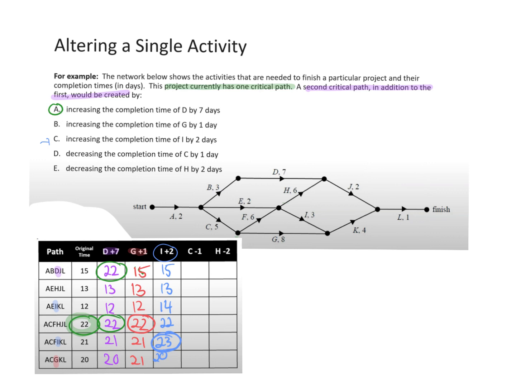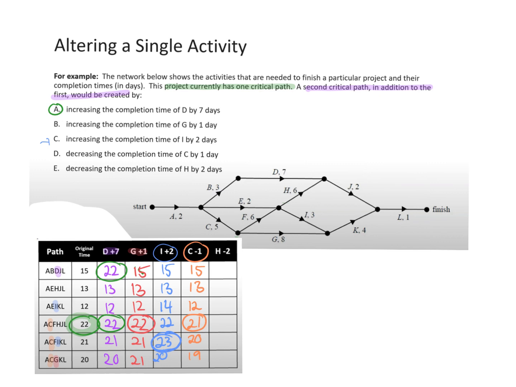So let's check the next one. Now, this is where we reduce C by 1. So every time we see C in our path, I'm going to take away 1. So this one didn't change, this one didn't change, this one we're going to reduce by 1, which would be 21, and this would be 20, and this would be 19. So the new critical path would be 21, but there's only 1 of them.